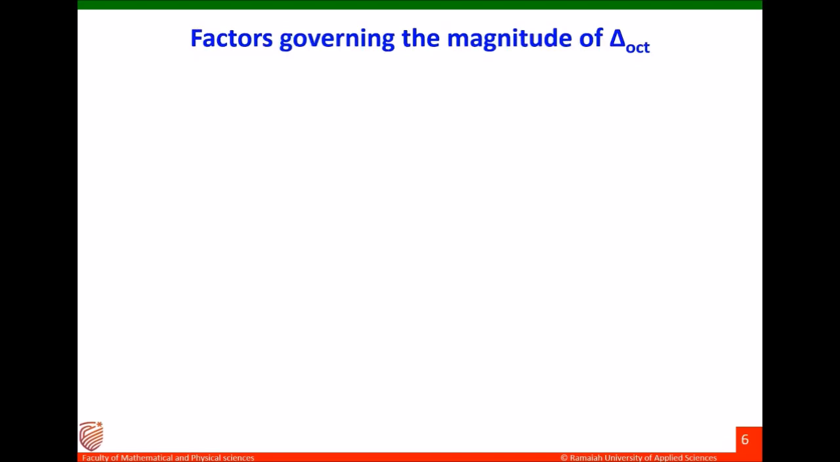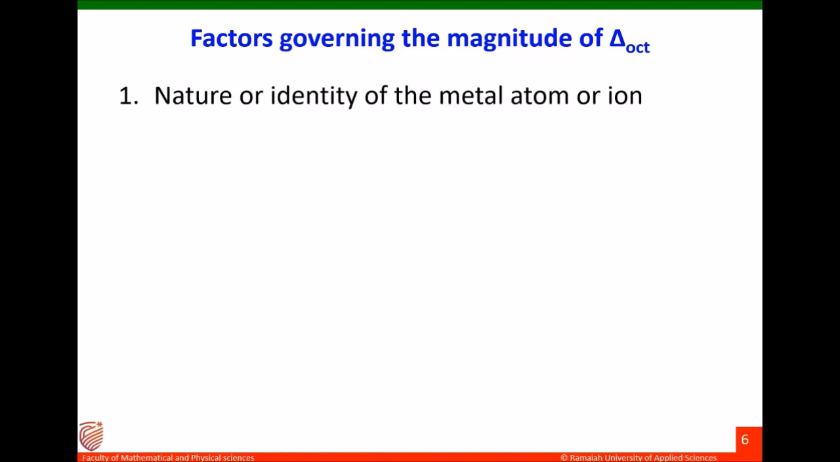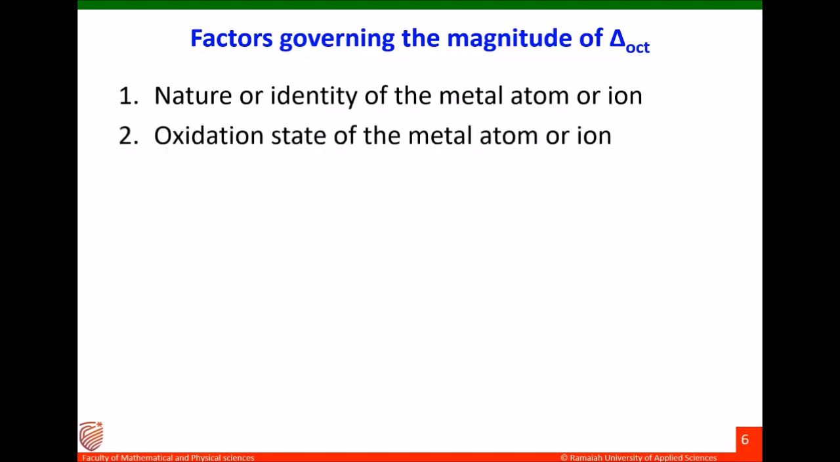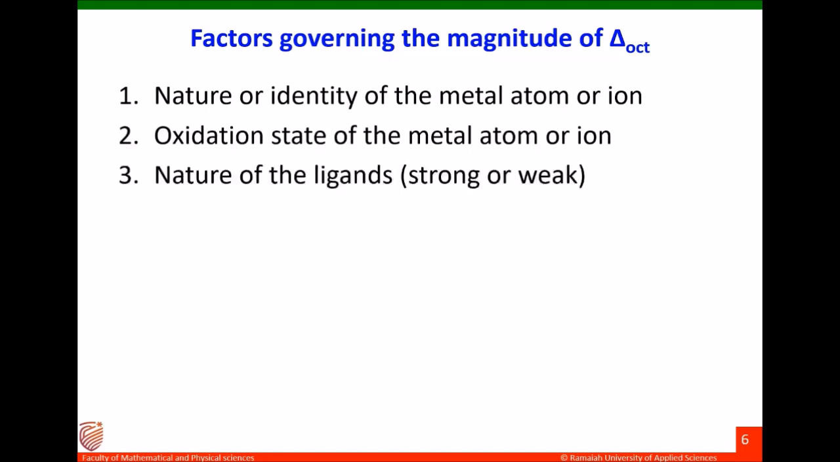Now we will study the factors governing the magnitude of delta octahedral. There are mainly three factors affecting the magnitude of delta octahedral in a coordination complex. They are: one, the nature or identity of the metal atom or ion; two, the oxidation state of the metal atom or ion; and three, the nature of the ligand, whether it is strong or weak.